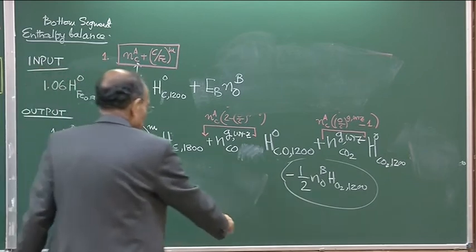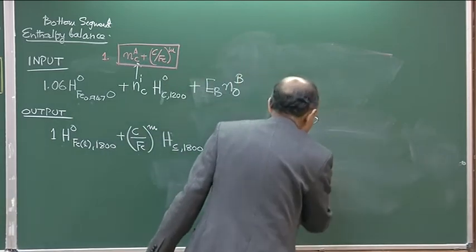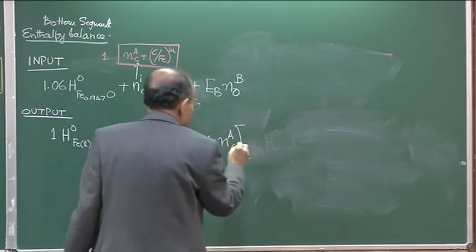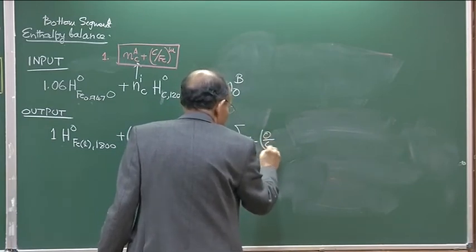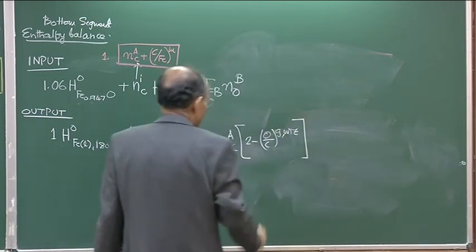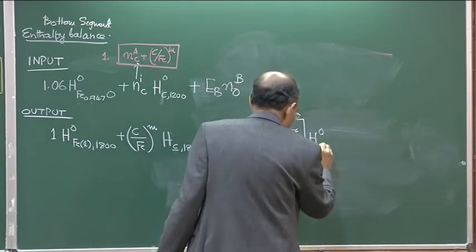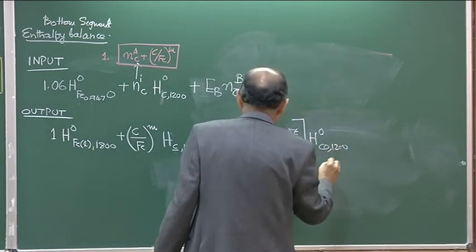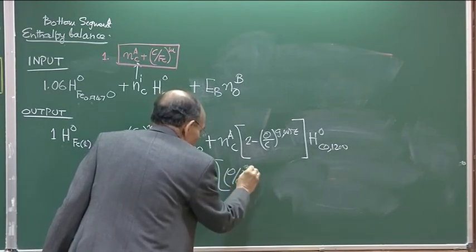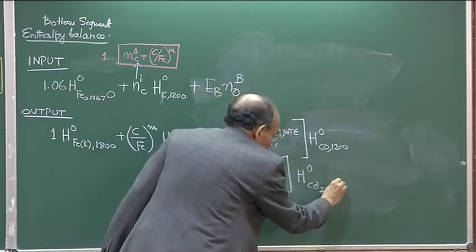Then I can write down like NaC into the carbon monoxide term. So, we have 2 minus O by C, gas Wustite reduction zone, it is the same thing I am writing here, bracket close, and that is equal to the number of moles of carbon monoxide and H naught into CO 1200, and then plus NaC into O by C, gas Wustite reduction zone, minus 1, into H naught CO2 1200.